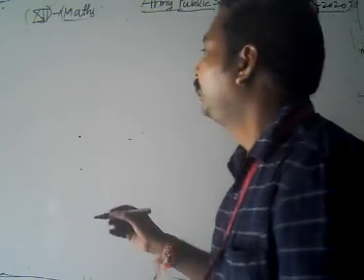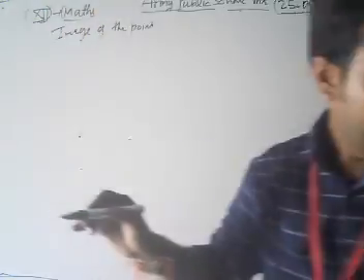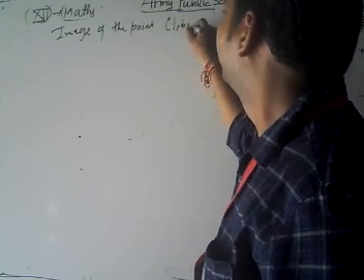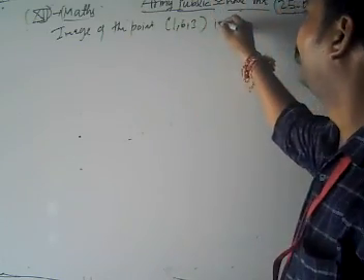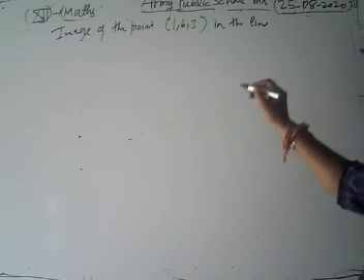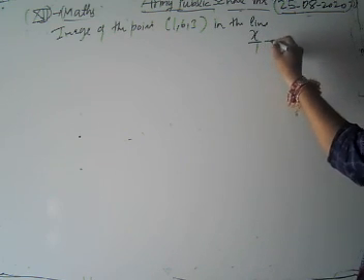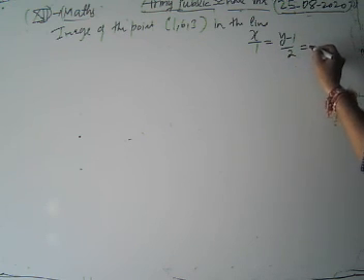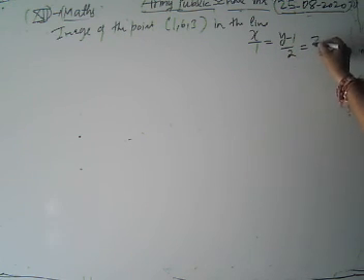Now look, we have to find the image of the point. We start with the third topic, image of the point 1, 6, 3 in the line, and the line equation is given by x by 1 is equal to y minus 1 by 2 is equal to z minus 2 by 3.